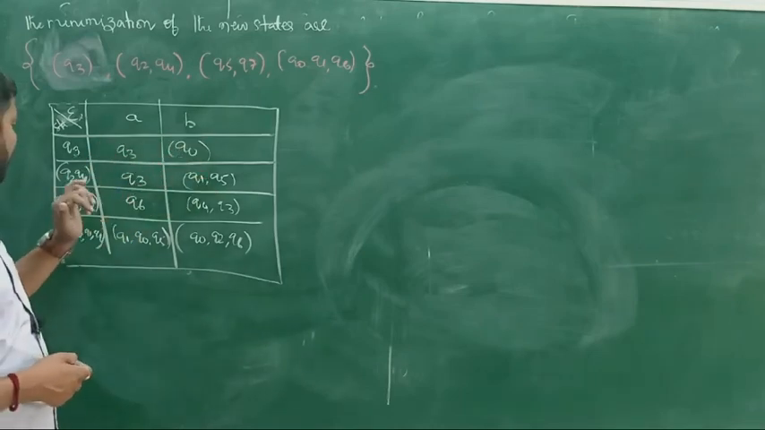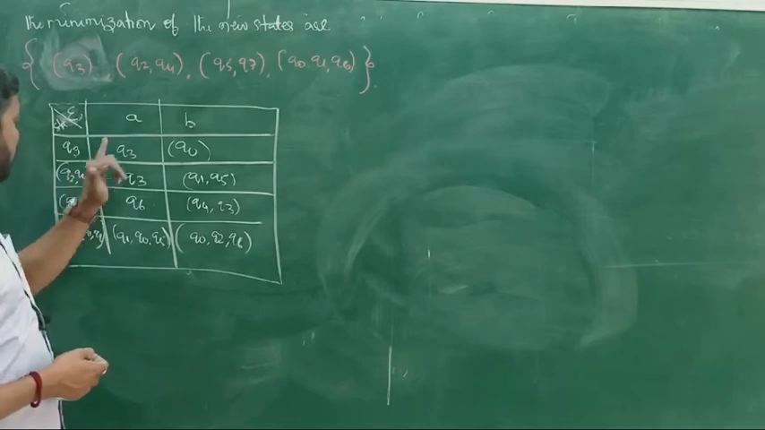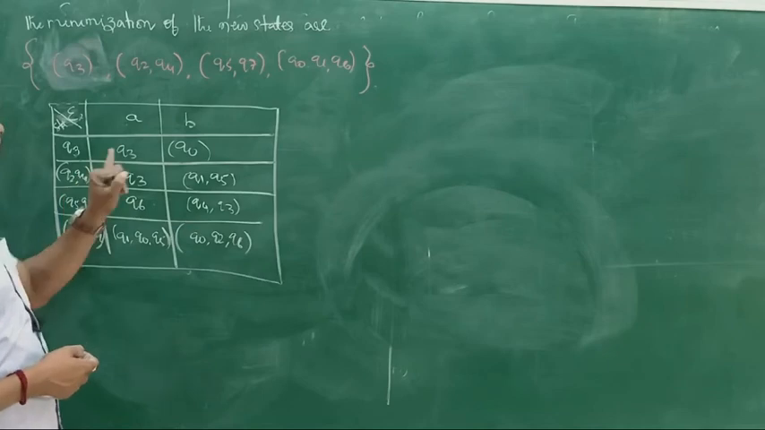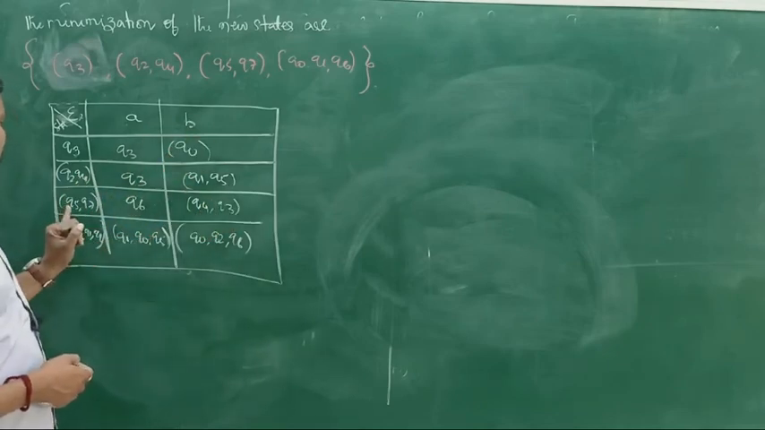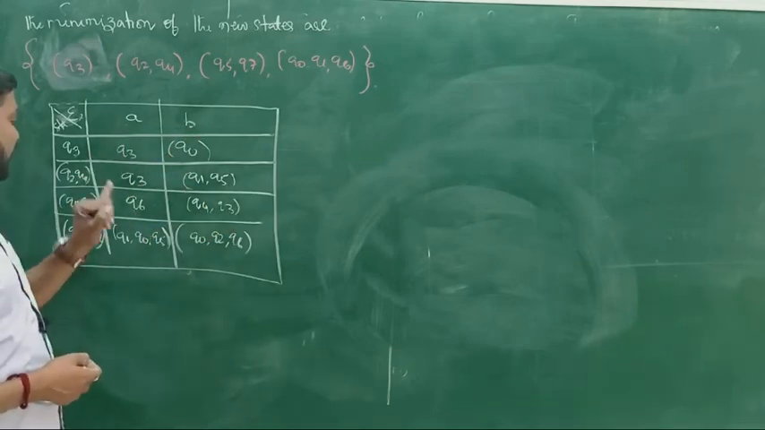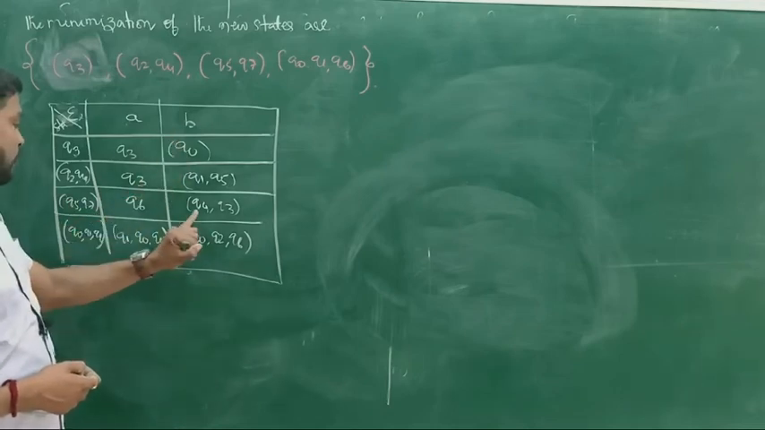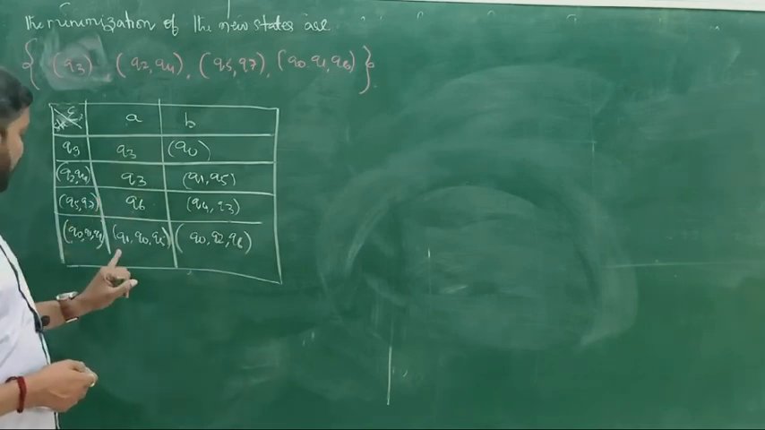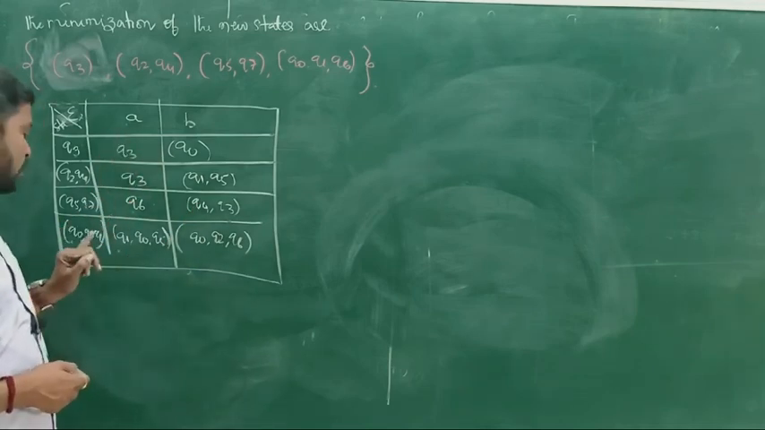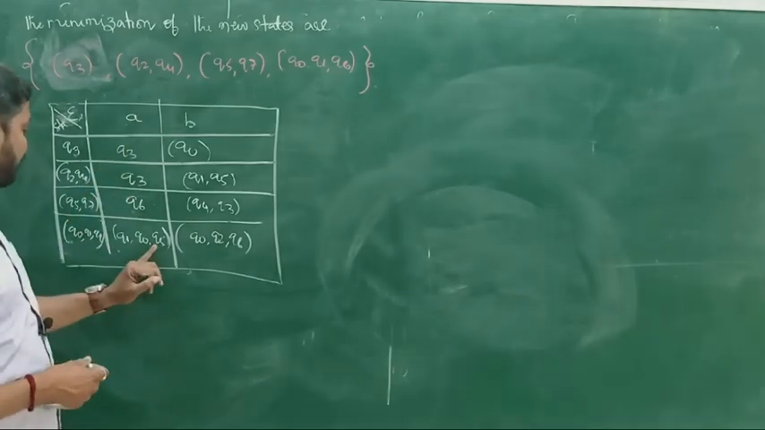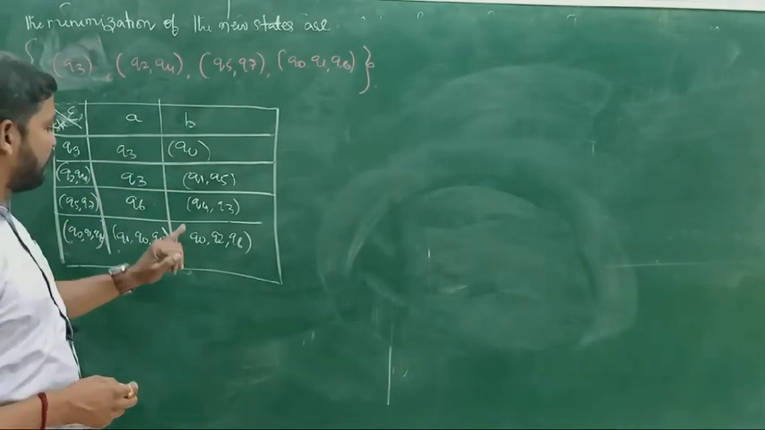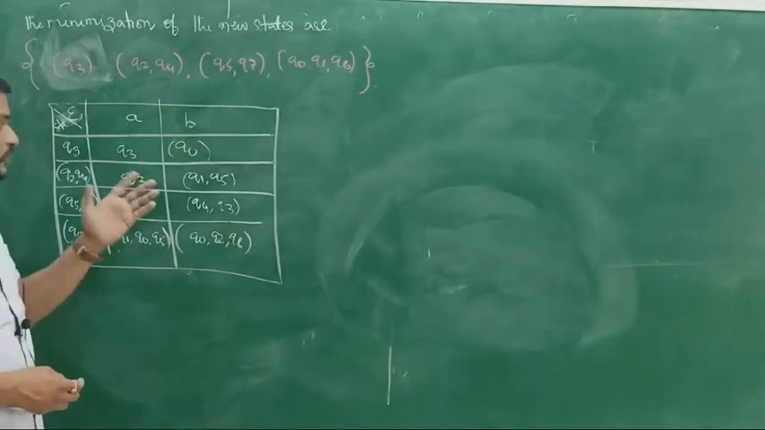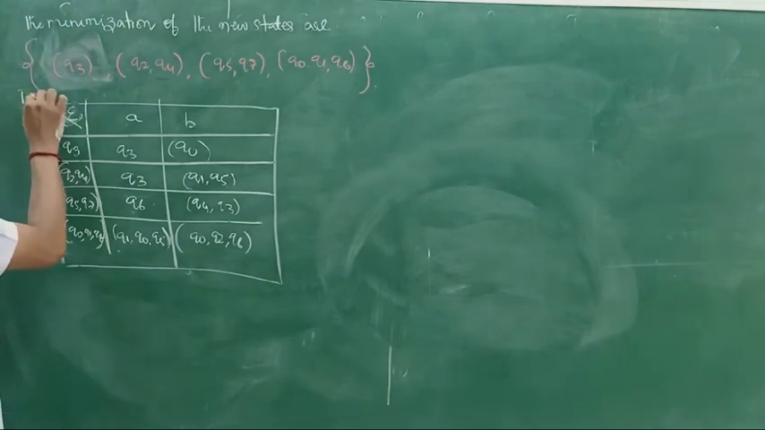Okay, next Q2, Q4: Q2 of A is Q3, Q4 of A is Q3. Next Q2 of B is Q1, Q4 of B is Q5. Next Q5 of A is Q6, Q7 of A is Q6. Next Q5 of B is Q4, Q7 of B is Q3. Next Q0 of A is Q1, Q1 of A is Q0, and Q6 of A is Q5. Next Q0 of B is Q0, Q1 of B is Q2, and Q6 of B is Q6. So this is the intermediate transition table of minimization.